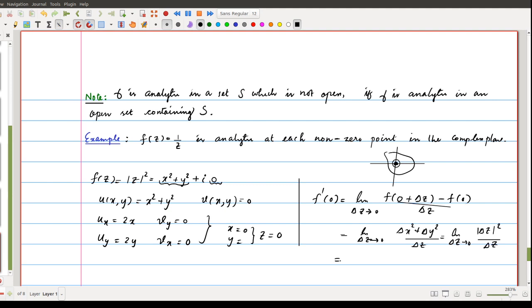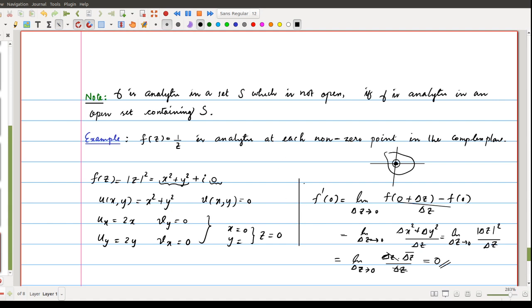Now mod delta z square can be written as delta z times delta z conjugate. So this limit becomes limit delta z tends to 0 of delta z times delta z conjugate divided by delta z, because mod z square is z times z conjugate. By cancelling these two, you will get this limit as 0. Therefore, the derivative of this function f of z equal to mod z square at z equal to 0 is 0. That means for this function, the derivative exists at z equal to 0.